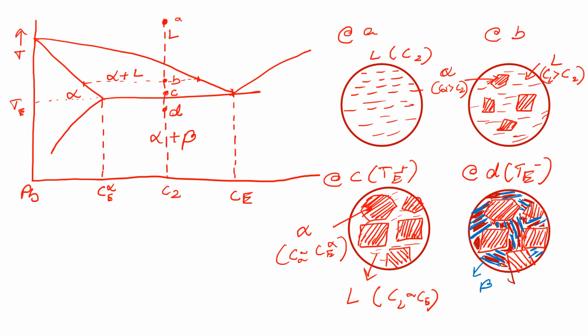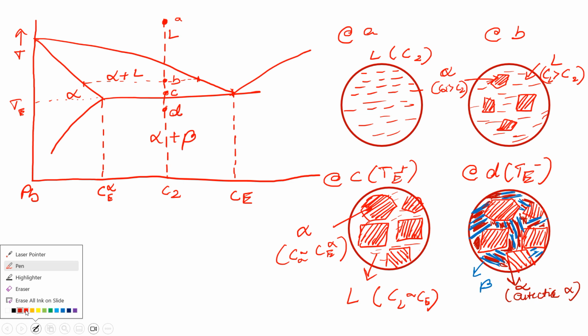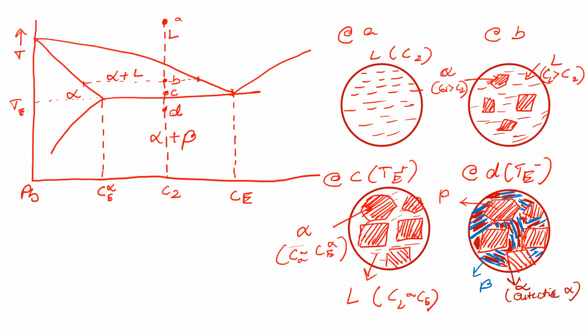So this part, my folder part is named alpha, and this is eutectic alpha. And the bright red was my pro-eutectic or primary alpha. So you can call it pro-eutectic or primary alpha, right? And this is how the microstructure will look like for hypo.